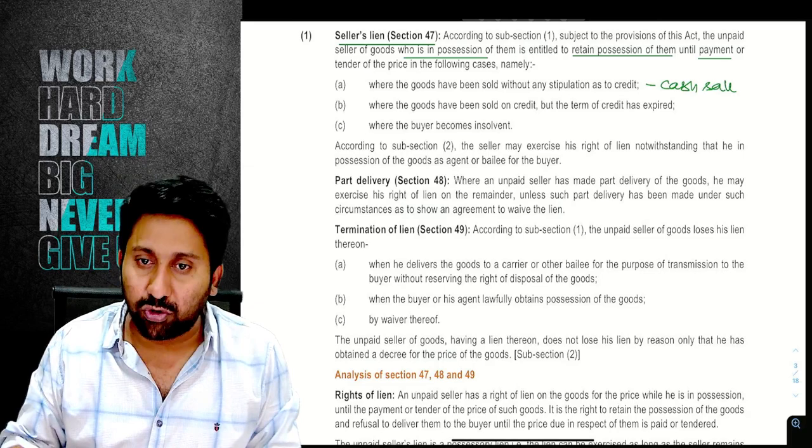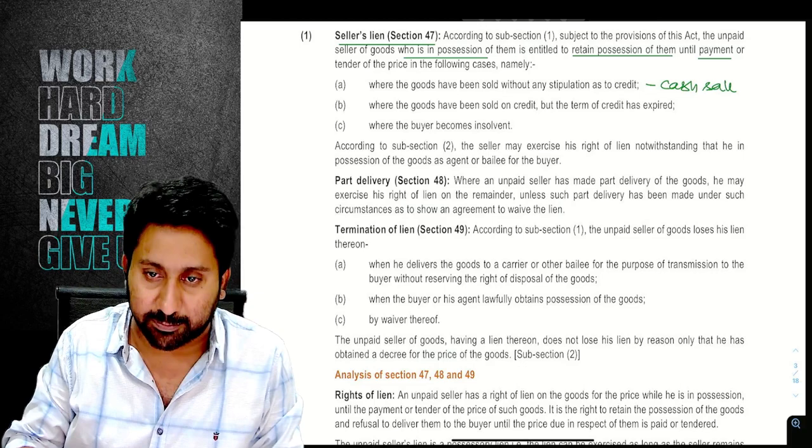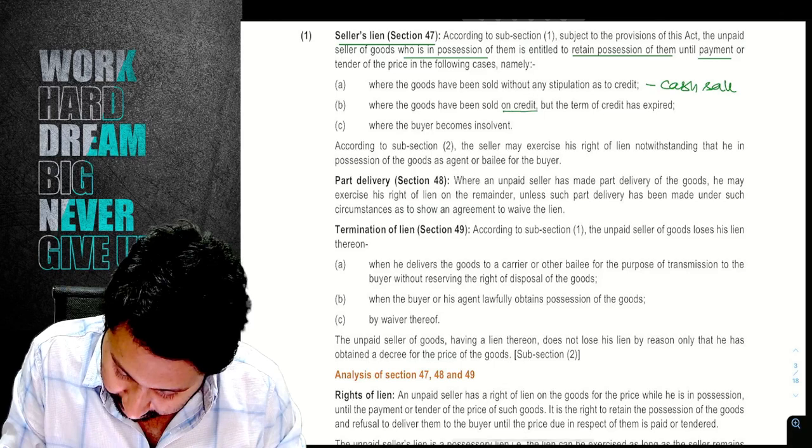Where the goods have been sold on credit, but the term of credit has expired. Credit is given, but the credit term has expired. Or where the buyer becomes insolvent. It was on credit, credit has expired, or the buyer has become insolvent.